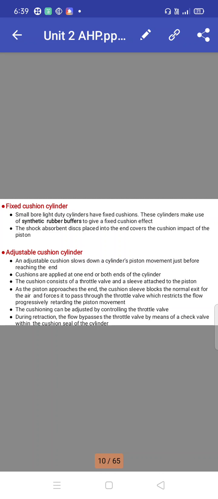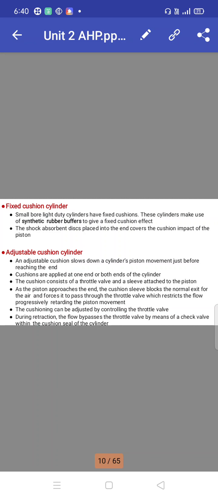Fixed cushion cylinders. Small bore light duty cylinders have fixed cushions. These cylinders make use of synthetic rubber buffers to give a fixed cushion effect. The shock absorbent displaced into the end covers cushions the impact on the piston.